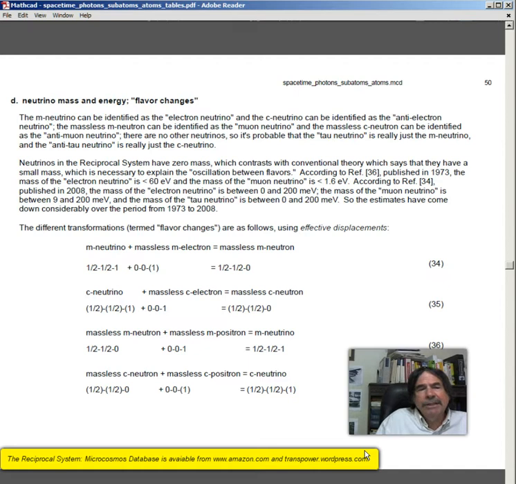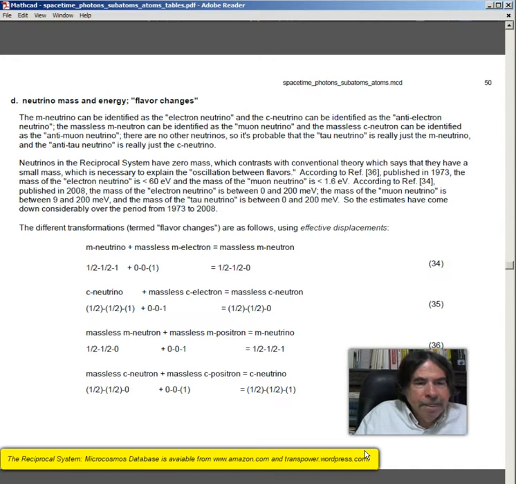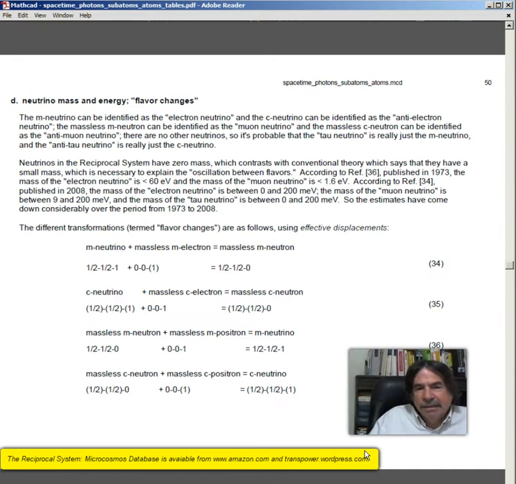The different transformations, termed flavor changes, are as follows, using effective displacements. M neutrino plus a massless M electron equals a massless M neutron. And you can see how we're using the effective displacements in these equations here. A C neutrino plus a massless C electron equals a massless C neutron. A massless M neutron plus a massless M positron equals an M neutrino. And a massless C neutron plus a massless C positron equals a C neutrino.